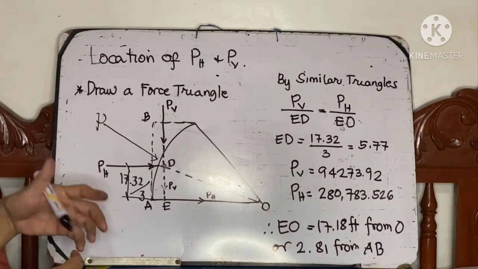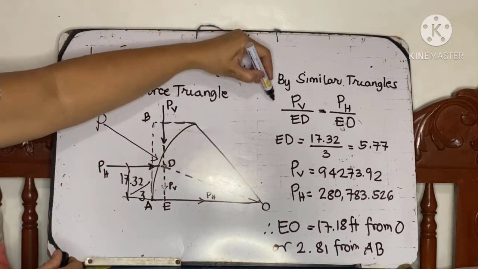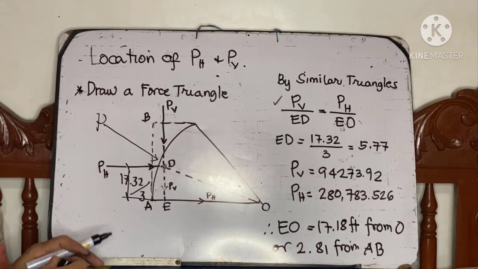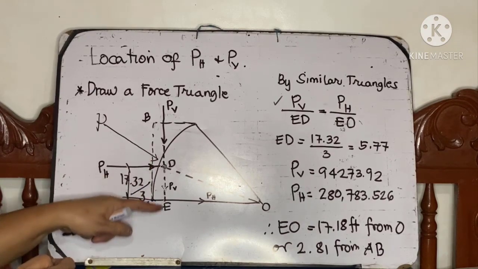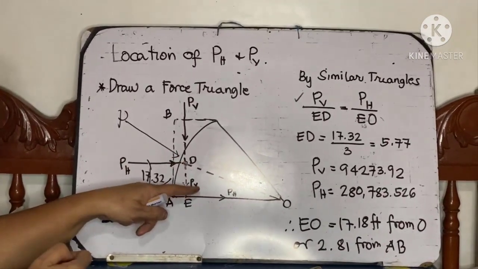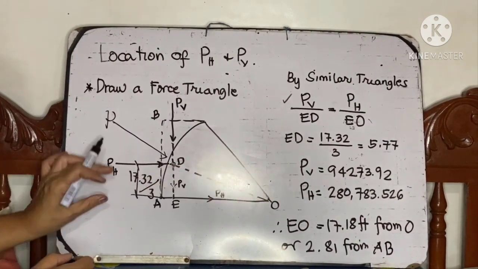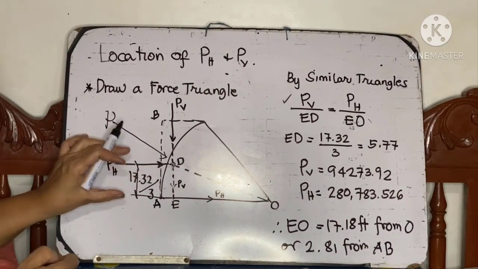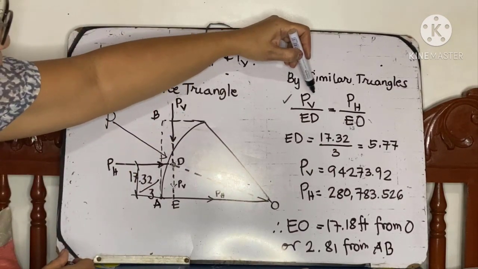So, with respect to forces and the dimensions of the triangle, magkaroon tayo ng similar triangle. Okay, sulat natin na relationship between the forces and the dimensions of the triangle. So, PV is to ED, yung force na ito is to the length ED, as PH is to the length EO. Okay? So, yung ED, alam na natin. That is the point where the hydrostatic force is acting 1/3 from the base. So, that's 5.77. So, we have computed PV already.